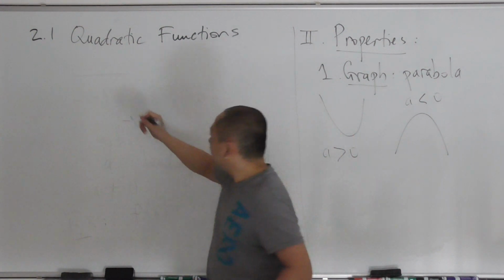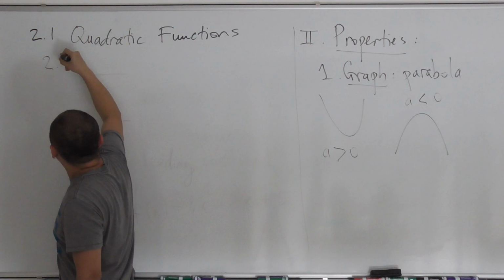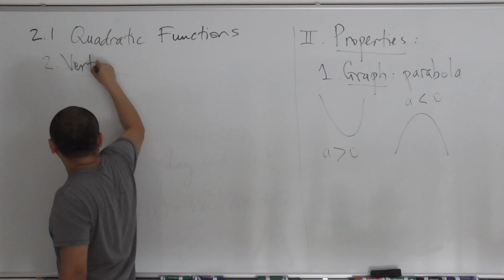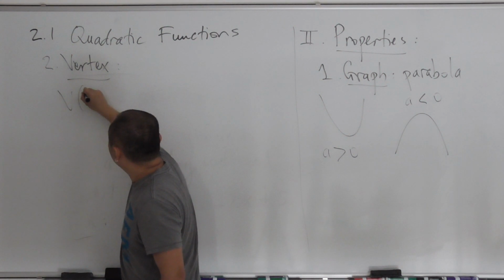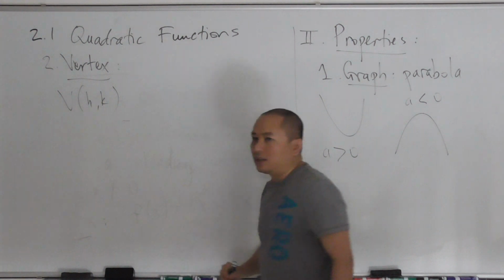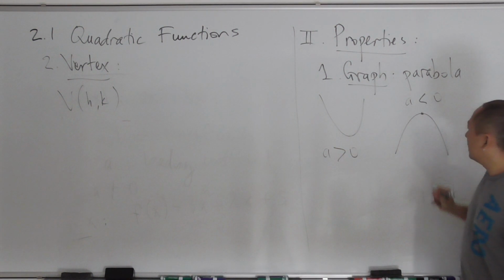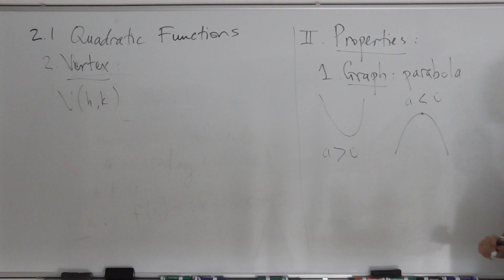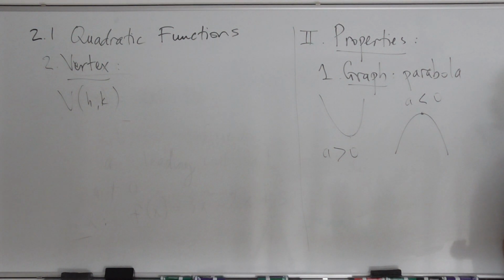Second property, number 2. We're going to talk about the vertex. You see it denoted by the letter V, (h, k). Vertex is a very special point on the parabola. This is like the top or the bottom of the parabola, depends. If the parabola is upward, the vertex is the lowest point on the parabola. If it's downward, then the vertex is the top of the parabola.